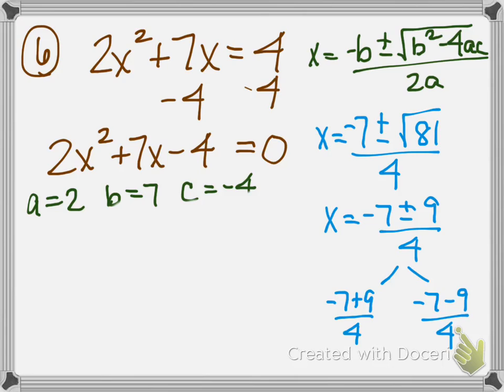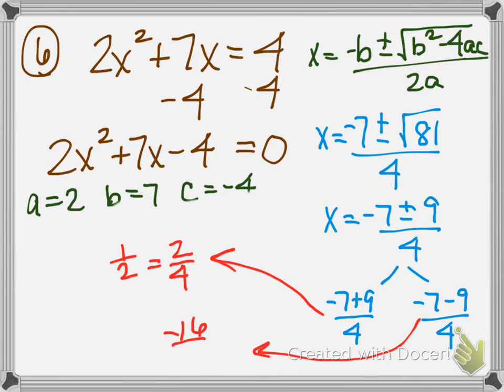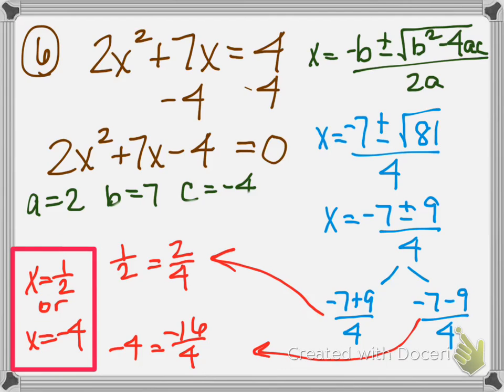Sorry, I cut myself off for a second. All right, so I just erased some of the stuff that was here. Now I'm coming up to my final answer. So negative 7 plus 9 is 2. So 2 over 4 is 1/2. So there's one solution. And then this one here, negative 7 minus 9 is negative 16 divided by 4, which is negative 4. So there's my other solution. So x is either 1/2 or x is negative 4. And there's the final solution for number 6. Okay, so that's section 2.